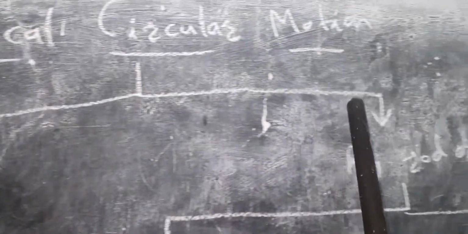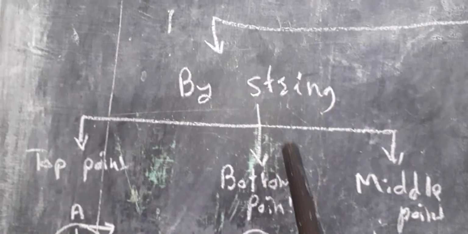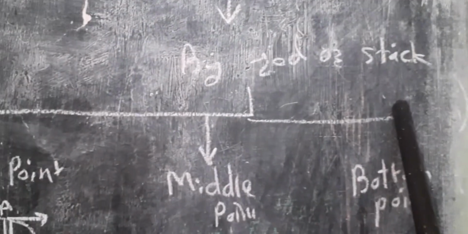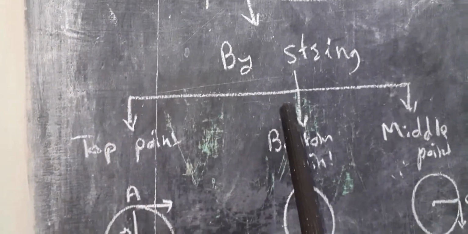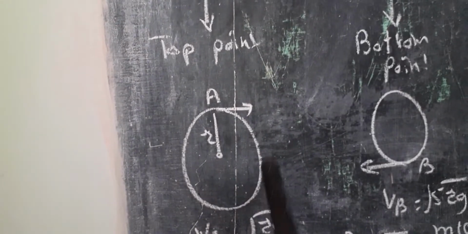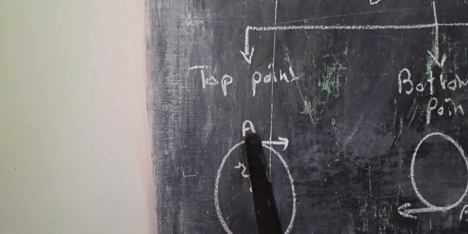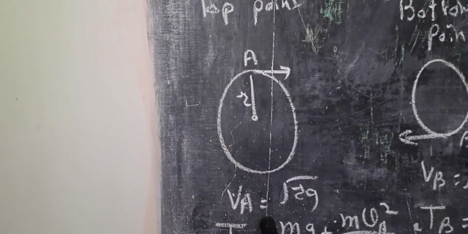Now we see the next formulas with respect to vertical circular motion. This VCM is possible with the help of a string and also with the help of a rod or stick. So we can imagine a piece of stone tied by a string which is rotating in a vertical plane. So this is VCM.